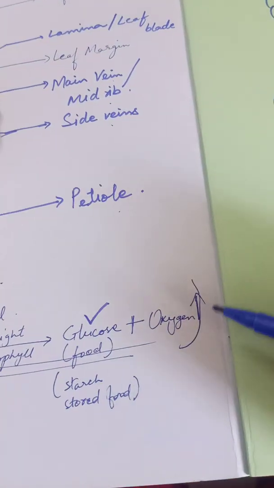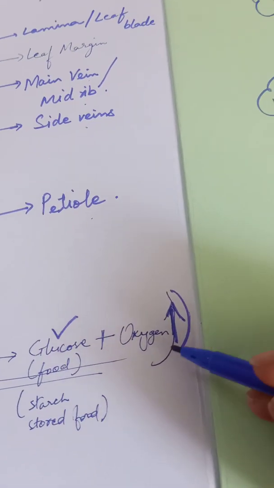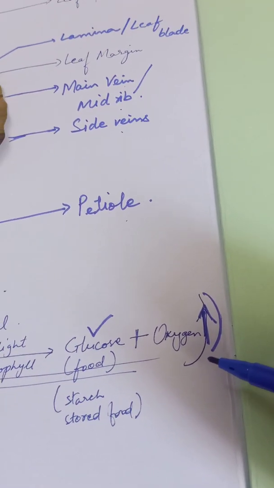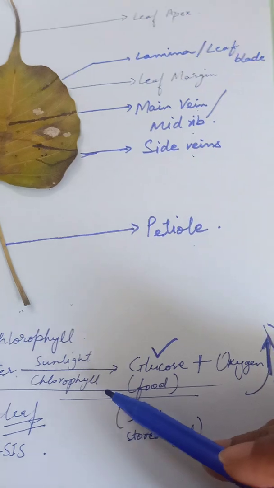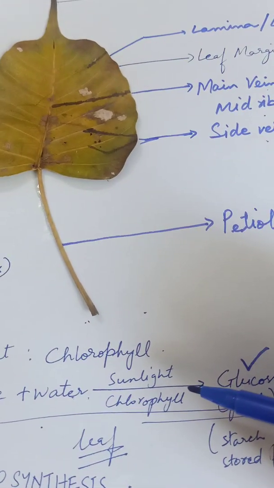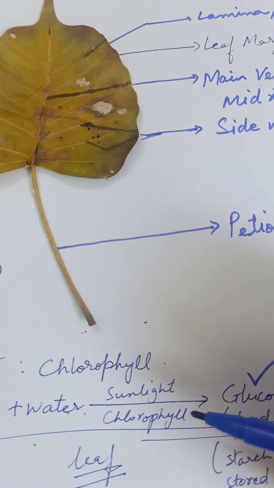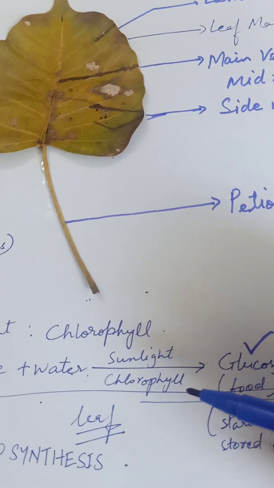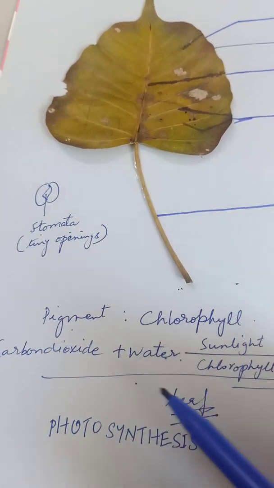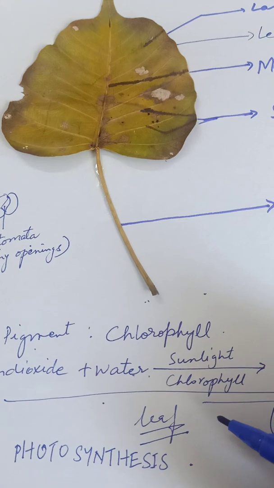Alright. Then which gas is liberated out? Oxygen. Which gas is liberated out? Oxygen. What does chlorophyll do? Chlorophyll acts like a gas stove. Chlorophyll traps the sunlight. It traps the solar energy and provides energy to the whole reaction. Without energy this reaction will not take place.